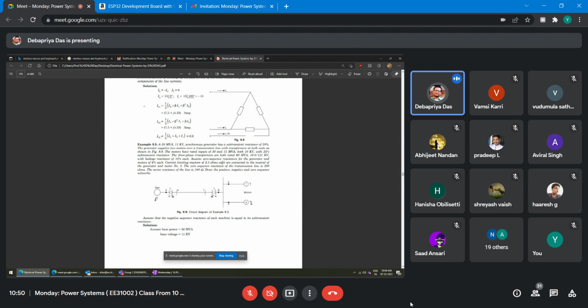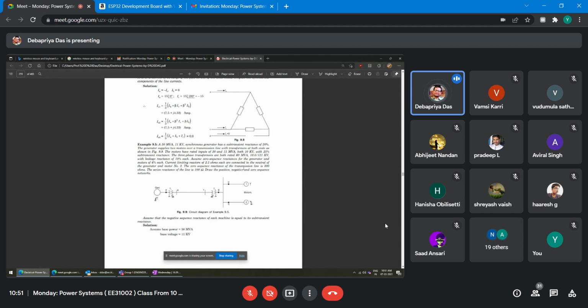Now, assume the zero sequence reactance for the generator and motor is 6%. This side the generator zero sequence is 0.06, for this motor also 0.06. This is grounded. Current limiting reactors of 2.5 ohm each are connected in the neutral of the generator and motor number 2. That we will see later. Here one inductor is shown, this is nothing but a reactor. You need not bother about this. You have to consider the resistance as 2.5 ohm, right?